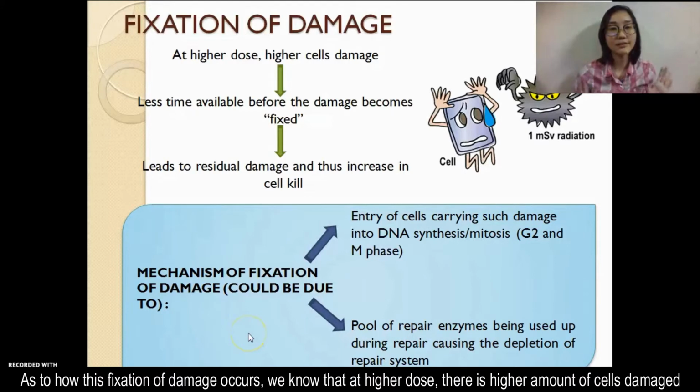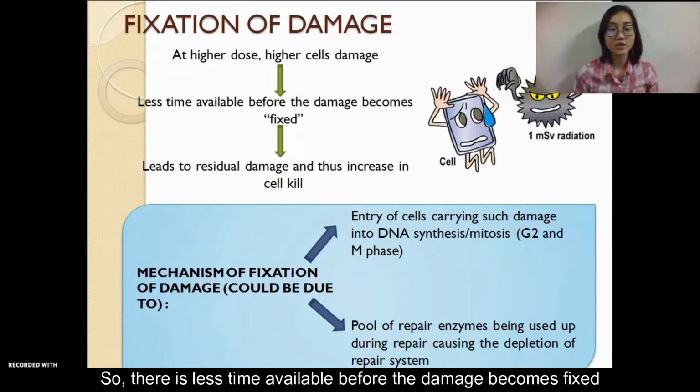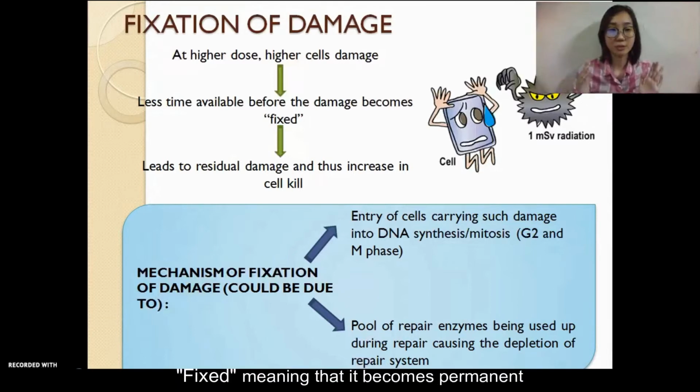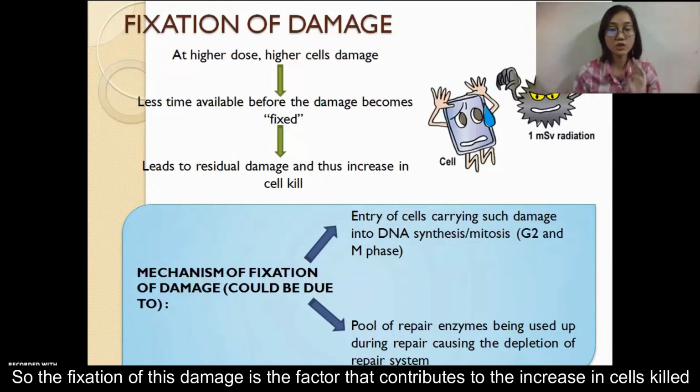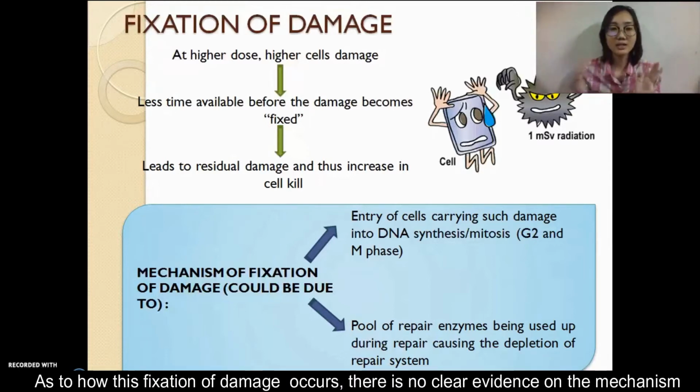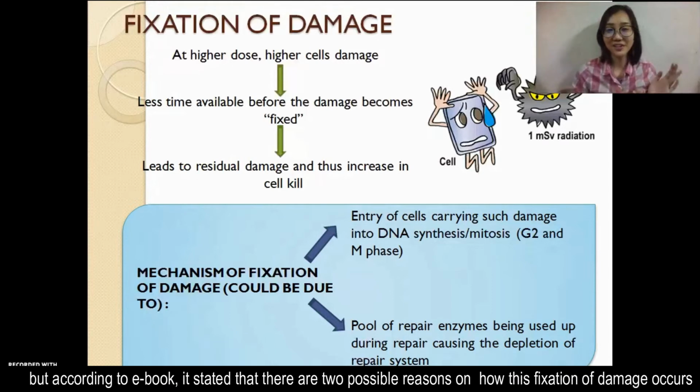As to how this fixation of damage occurs, if I start off at a higher dose, where we know there's higher cell damage, there will be less time available before the damage becomes fixed in a way that it becomes permanent. So the fixation of this damage is what contributes to the increase in cell kill. But as to the mechanism itself, there's no proof as to how it happens, but according to Hall, it's stated that there are two reasons for how this fixation of damage occurs.